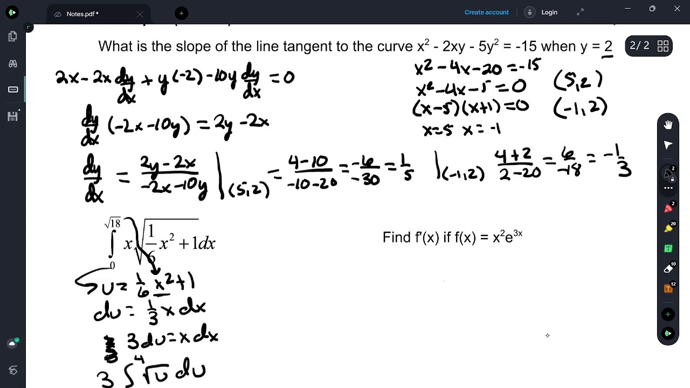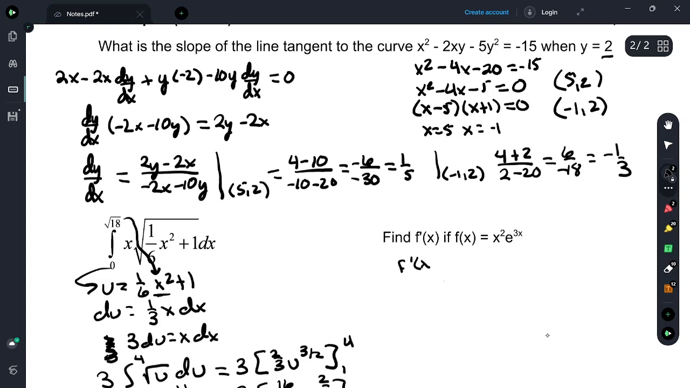So 1 to 4. Well, that's u to the 1/2. So we're going to add 1. That's u to the 3/2 times 2/3. So 3 times 2/3 u to the 3/2 from 1 to 4. So square root of 4 is 2. 2 to the 3rd is 8. So 16/3. And then minus when we plug 1 in there is 2/3. So 14/3 times 3 is 14.